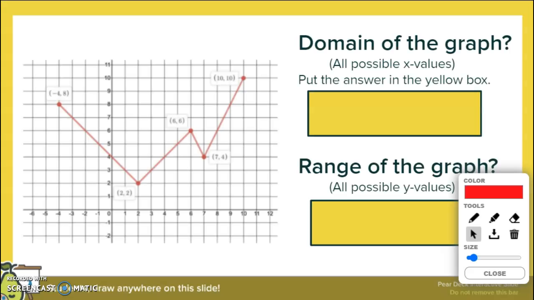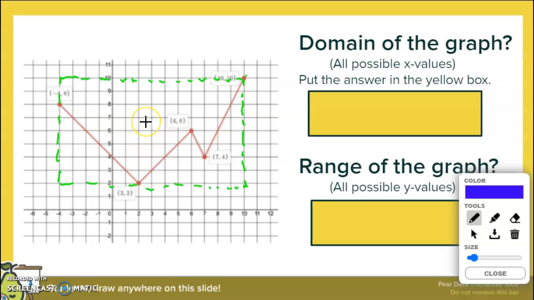Okay, let's do the same thing with this domain and range. Let's start by drawing a box around the graph, enclosing everything. So that's my rectangle. Now we're looking for the domain, which is all possible x values. That means we go to the x-axis, and look at how far the graph extends on the x-axis here. Extend that box down to where it's enclosing it. It extends from negative 4 all the way to positive 10 on the x-axis. That's how far the rectangle goes.